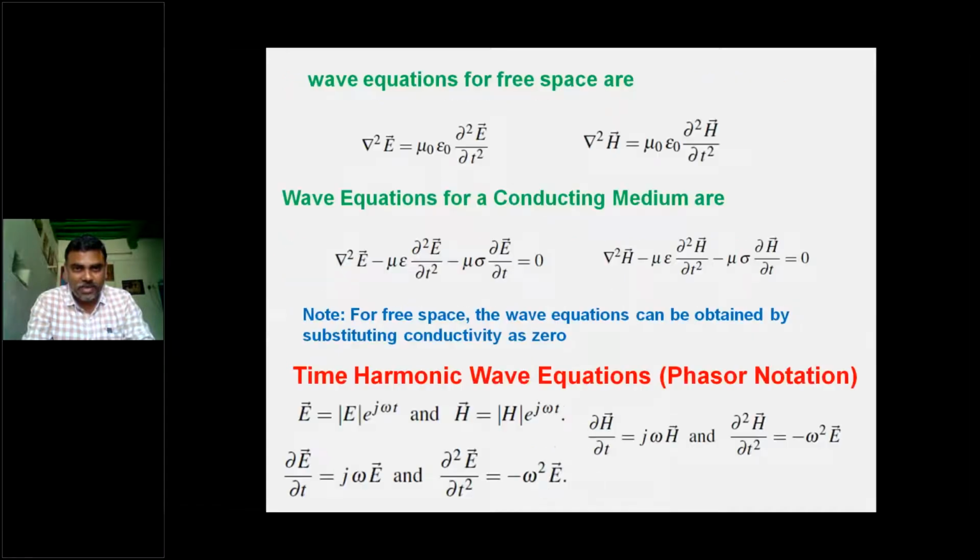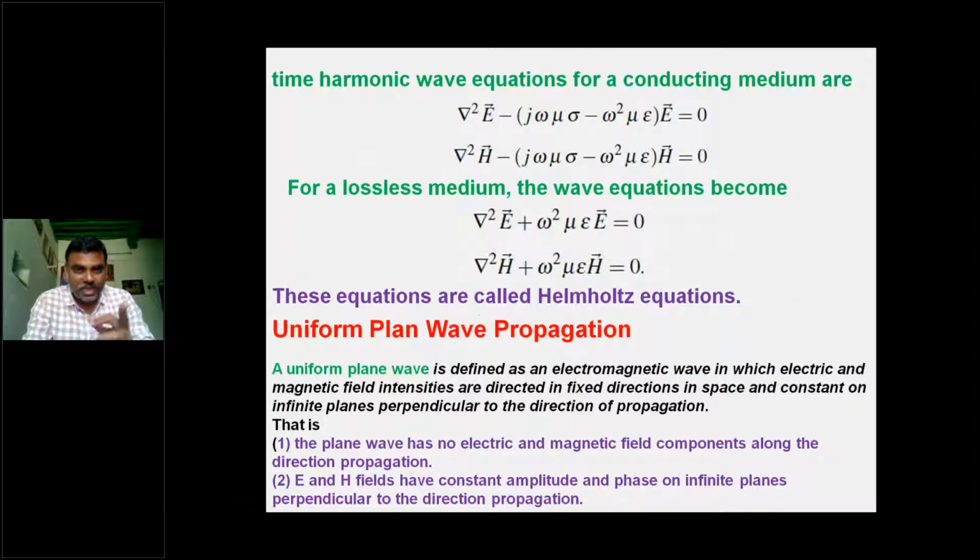So by that replacement, ∇²E minus (jωμσ minus ω²με) E. Similarly for the magnetic field. And similarly for the lossless media, that means free space, we have ∇²E plus ω²με E. Similarly for H also. And all these equations in the phasor form are known as Helmholtz equations.